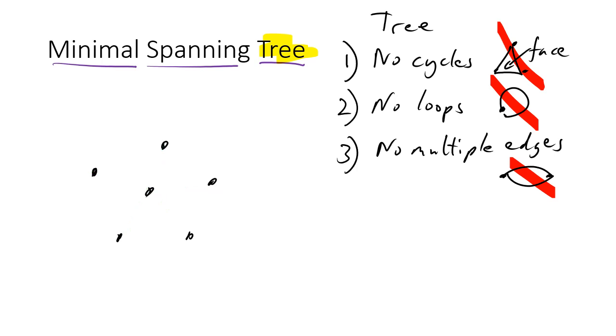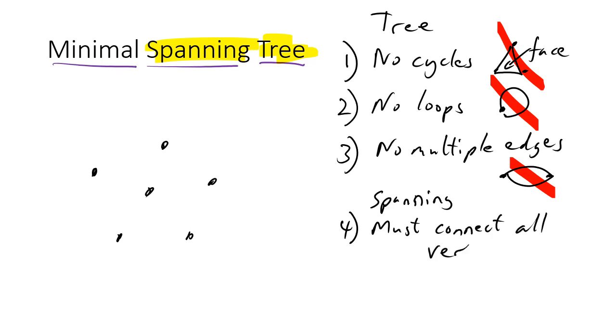Now, let's have a look at the idea of spanning. So this is the spanning part. We had another rule here. Number 4 is must connect all vertices. So if I go like this, like this, like this, like this, that's a spanning tree. We haven't done minimal yet. So there's a spanning tree. It's connected all of them. If I erase that, I've got a tree, but not a spanning tree.